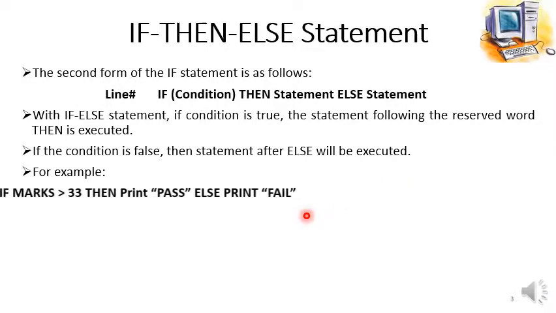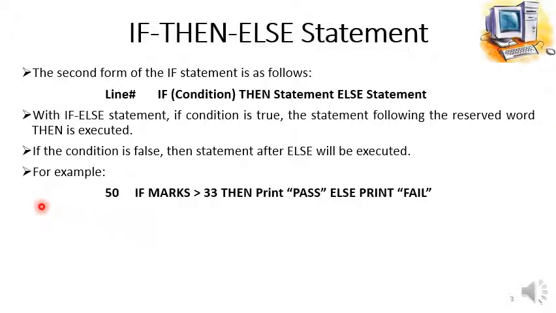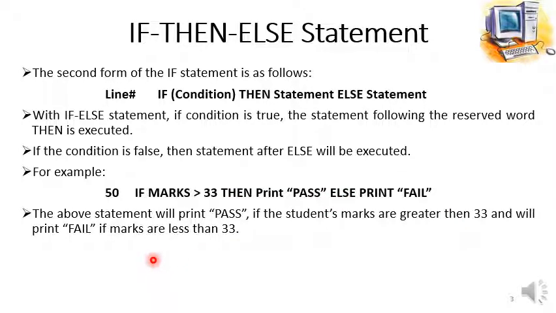For example, on line number 50, we have written the if then else statement. If marks greater than 33, this is the condition, then print pass. If the condition is true, meaning the value of marks is greater than 33, it will display the message pass. Otherwise, it will display fail. The above statement will print pass if the student's marks are greater than 33 and will print fail if marks are less than 33.